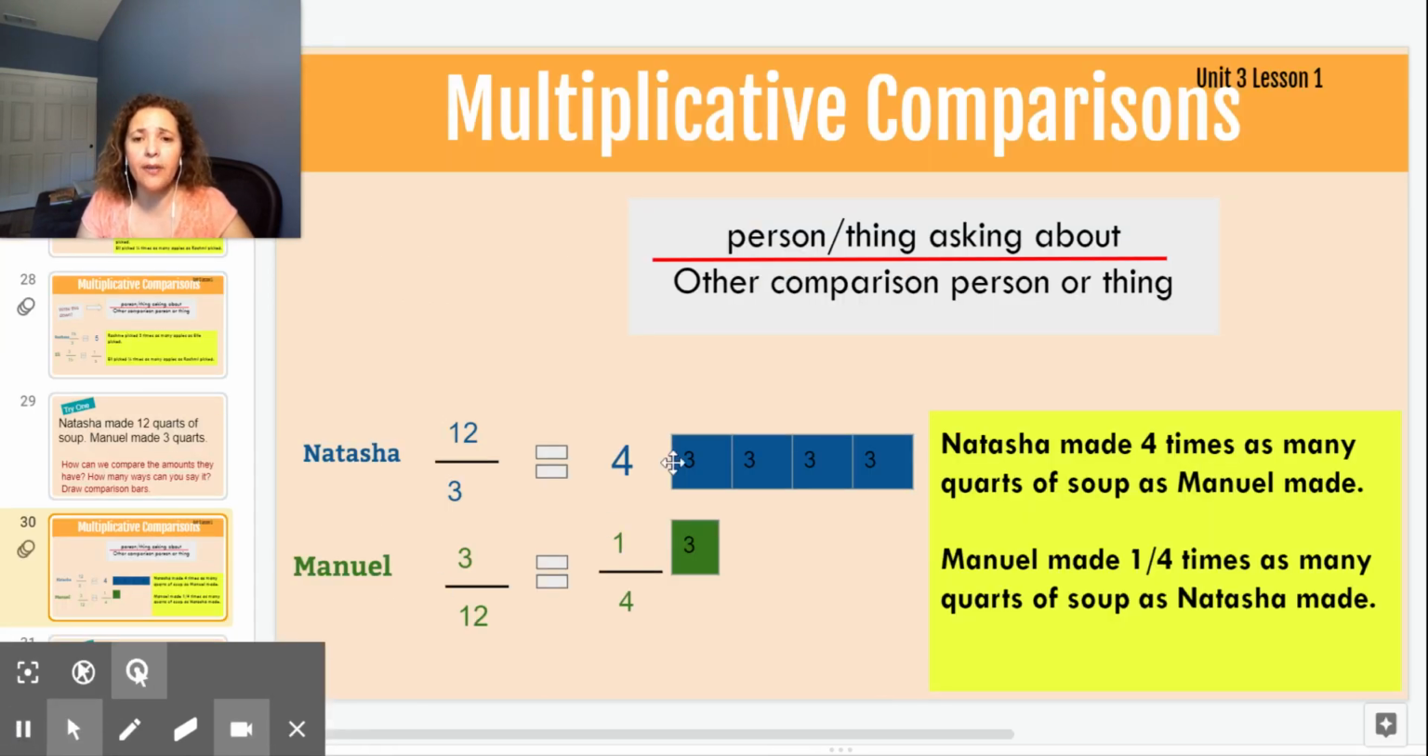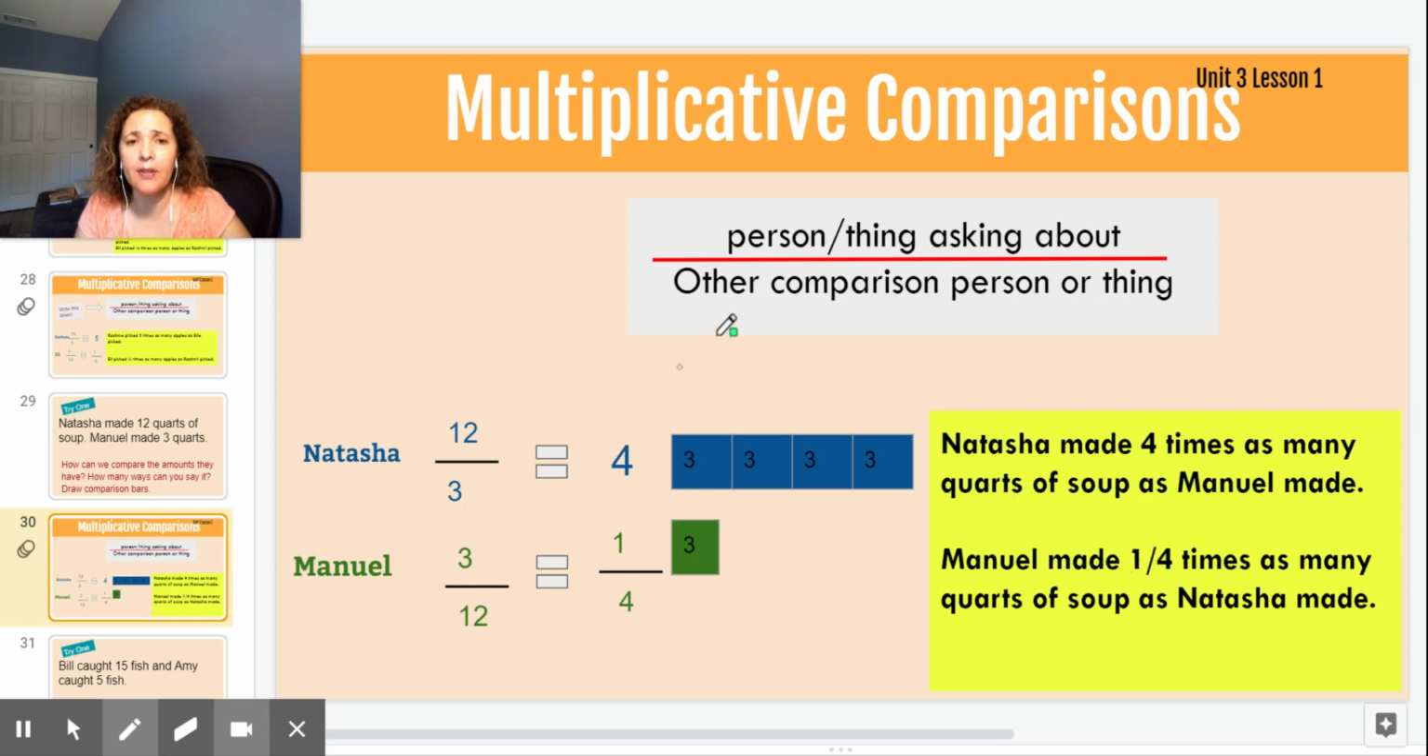Okay, so here are my comparison bars. Manuel made 3, right? 3 quarts. So I'm counting by threes. And then Natasha made 12, so 3, 6, 9, 12. So Natasha made 4 times as many. Manuel made 1/4 the amount.